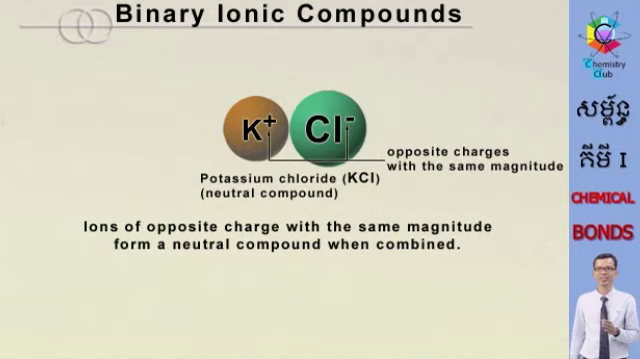The mixture of potassium and chlorine illustrates this. Since the charge on the potassium ion is 1+, and the charge on the chlorine ion is 1-, a 1-to-1 ratio of each element neutralizes the charges, thus producing a neutral compound.